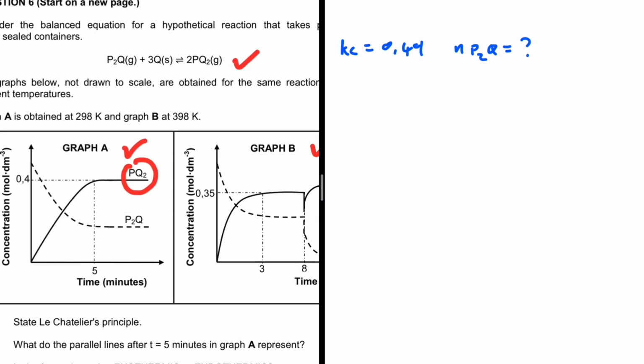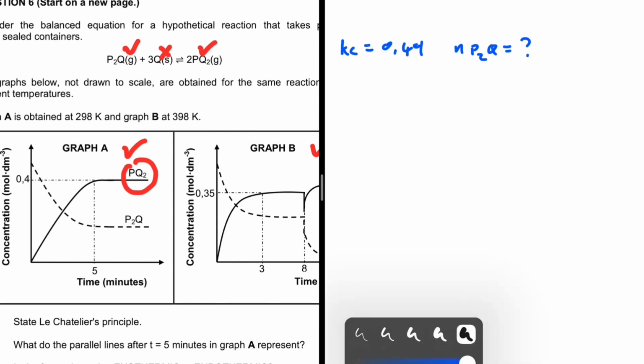So let's take a look at our reaction. P2Q is a gas, and then Q is a solid on the reactant side, so we can forget about this because it is a solid. We don't include solids when we calculate Kc. And then the product is PQ2. It is another gas, right? It's not an aqueous solution. So if we have gases, instead of using initial number of moles, change in number of moles and number of moles at equilibrium, we can use the concentration if we have gases, right?